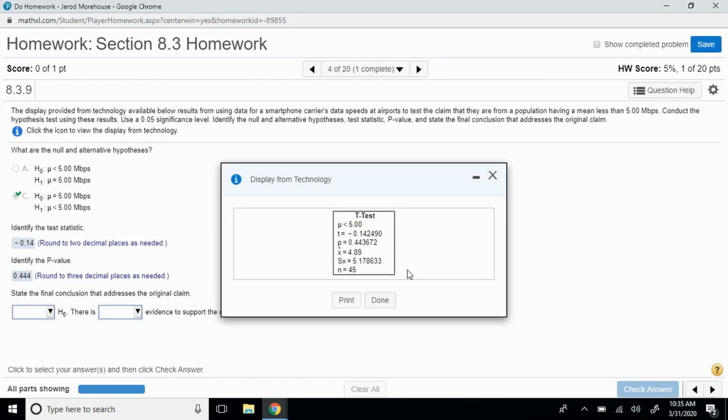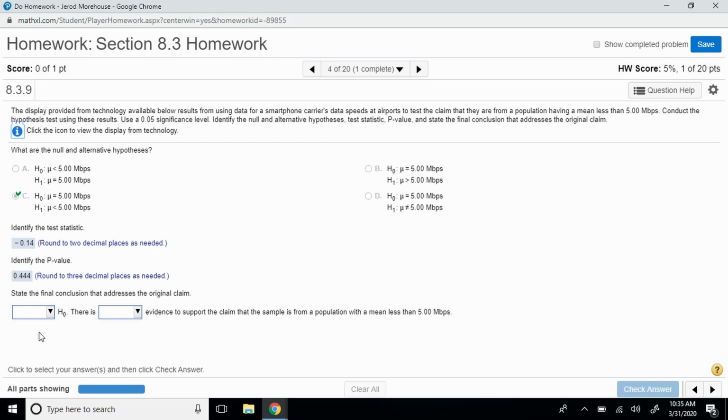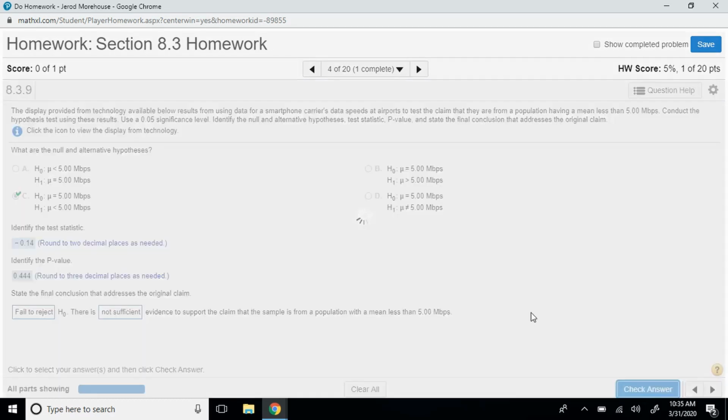State the final conclusion. All right, I'm going to close this display. Now, we're going to say we're going to fail to reject. The p-value here is larger than our significance level of 5%. So we're going to fail to reject the null. There is not sufficient evidence to support the claim that the mean is less than 5. Let's check that answer. Awesome. Now, if the p-value had been less than 5%, then we would have rejected it because there would be sufficient evidence.